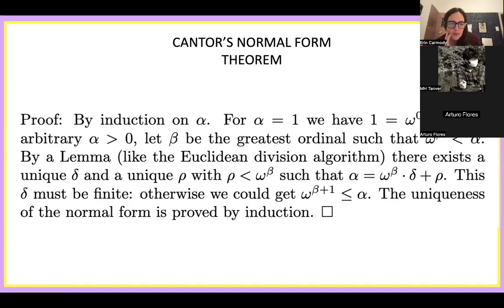So we can just go briefly over this. Proof by induction on alpha. For alpha equals 1, we have 1 can be written as omega to the 0 times 1, and that's in that form. For arbitrary alpha, let beta be the greatest ordinal such that omega to the beta is less than alpha. And then we have this lemma that's like the Euclidean division algorithm, which is how you prove the prime factorization theorem. There exists a unique delta and a unique rho, with rho less than omega to the beta. That's like your remainder in the Euclidean division algorithm, such that alpha equals omega to the beta times delta plus rho. This delta must be finite, otherwise we can get another power of omega less than or equal to alpha. And the uniqueness of the normal form is proved by induction. Okay, just to see.